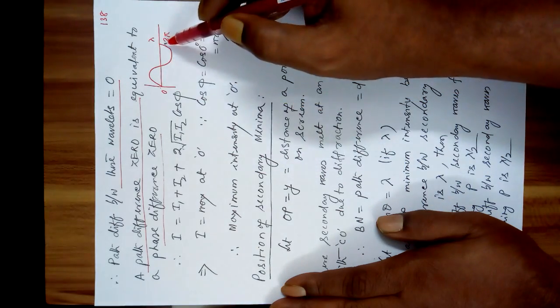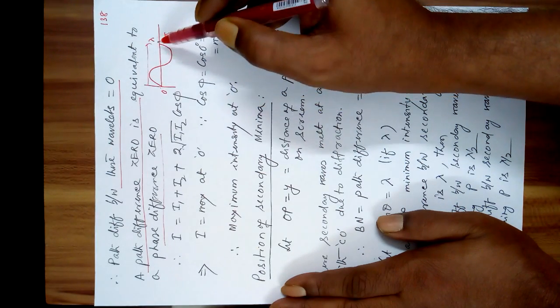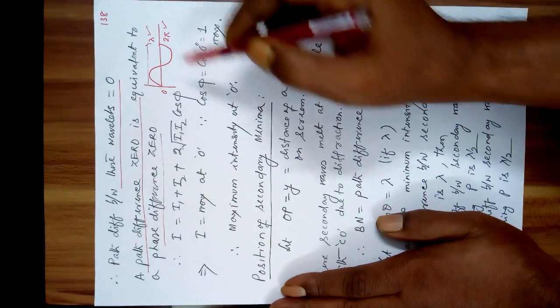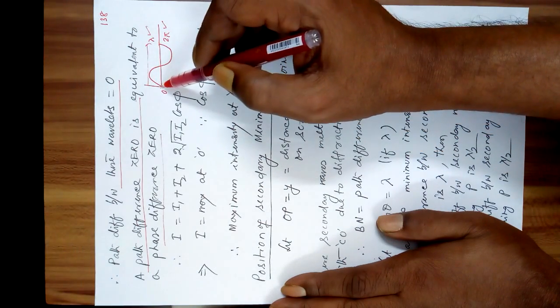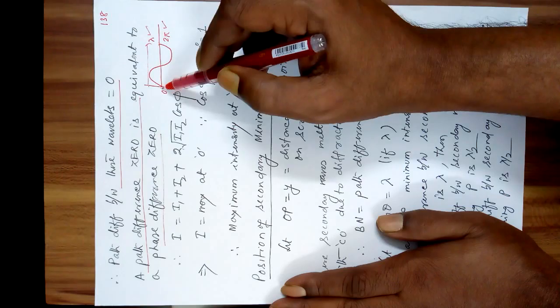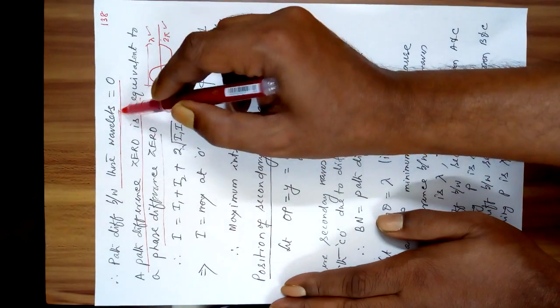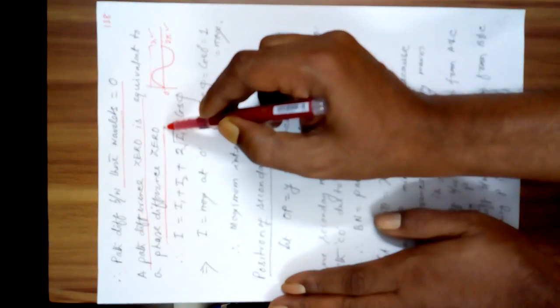Look at this diagram. The distance from here to here is lambda and the angle is 2 pi. So lambda is equivalent to 2 pi. So here lambda is 0 and here 2 pi is also 0. So a 0 path difference corresponds to a 0 phase difference.